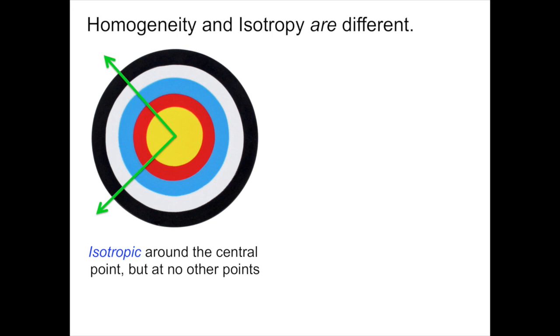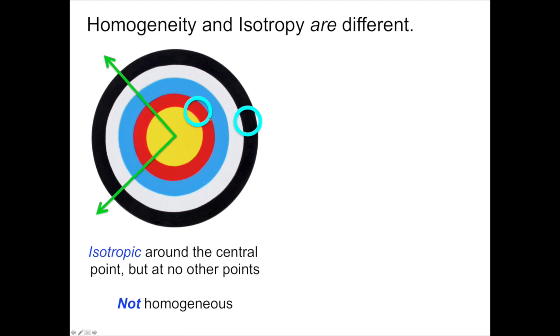It doesn't matter which way I look, I see the same basic pattern. However, if I was to be standing at a different point and look out, for example, if I was standing over here on the blue stripe, then my statement about isotropy would no longer be true. For the target, isotropy is a very restricted idea. The target is also not homogeneous.